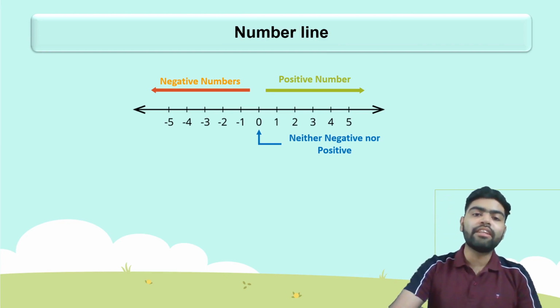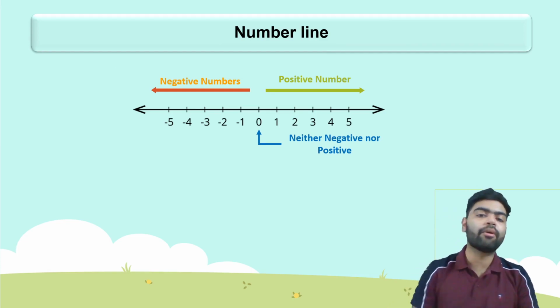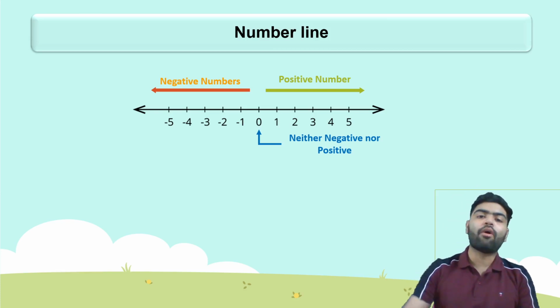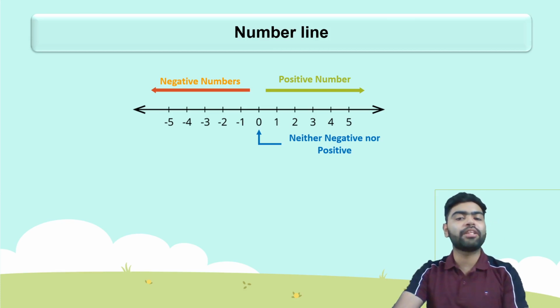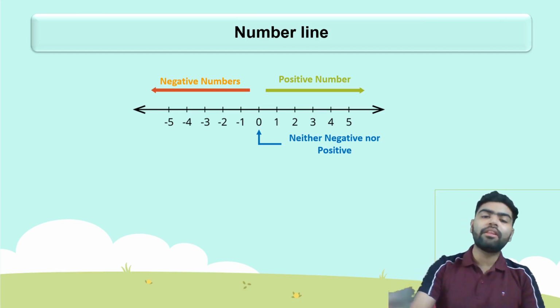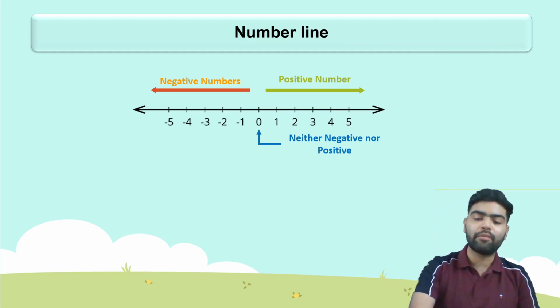Okay, so in the middle of the number line we have the number 0. 0 is what? Is it a positive number or a negative number? It is neither a positive number nor a negative number. Okay, and all the numbers to the right of 0 are known as positive numbers. Okay, and all the numbers to the left of 0 will be known as negative numbers.